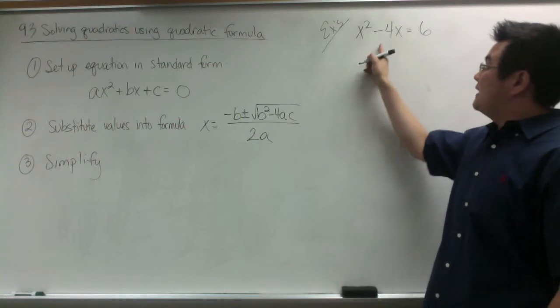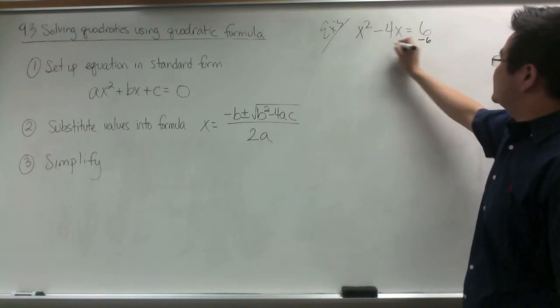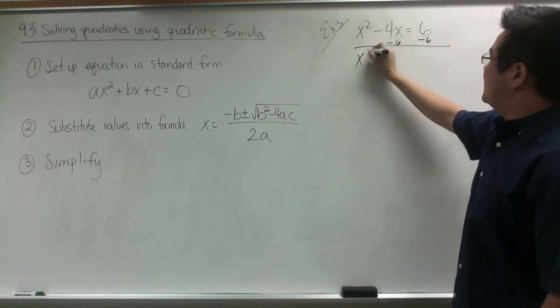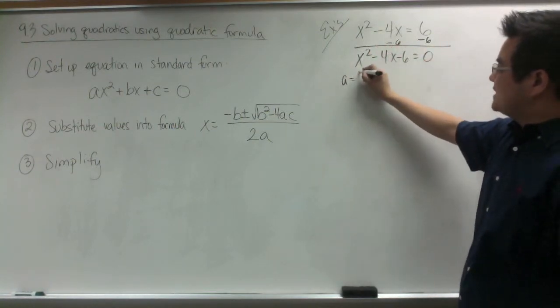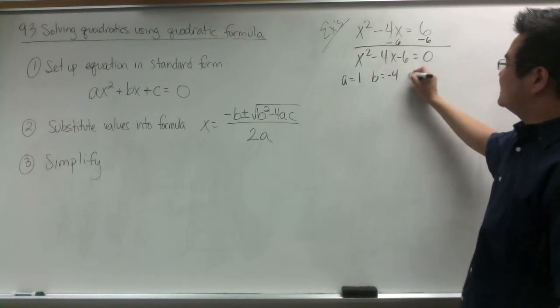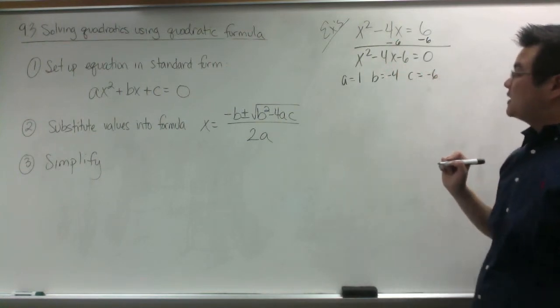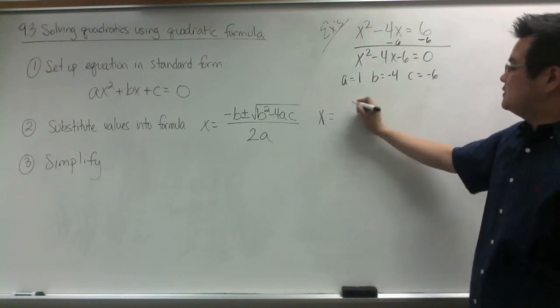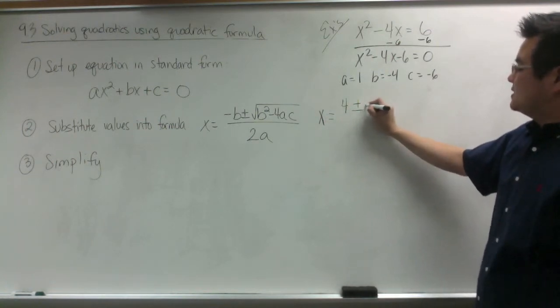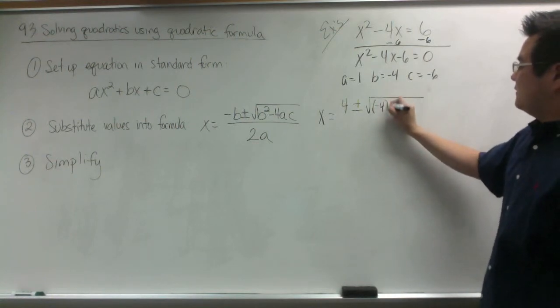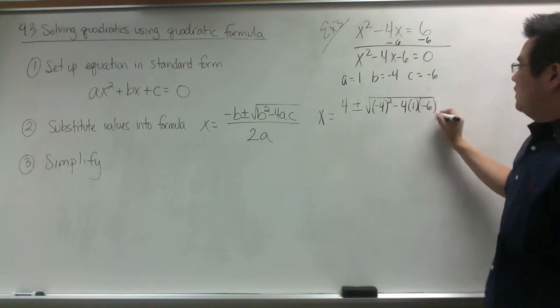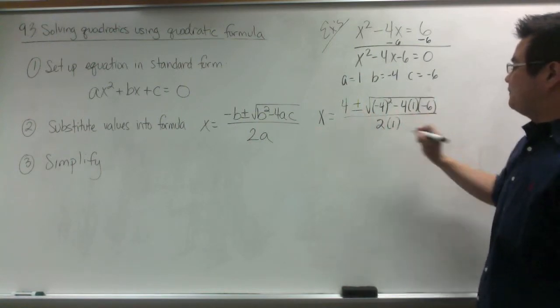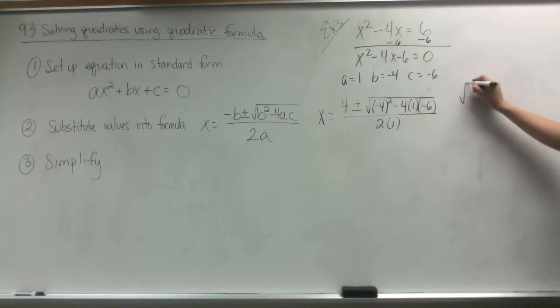In our next example, we had to set it up in standard form, so I'm going to subtract 6 on both sides. So I get x squared minus 4x minus 6 equals 0. I'm going to pull out my values. A is 1, b is -4, c is -6. Now I'm going to substitute into the formula. X is equal to the opposite of b, plus or minus the square root of b squared minus 4ac over 2a. I'm going to do my radical work off to the side so it doesn't get too messy.